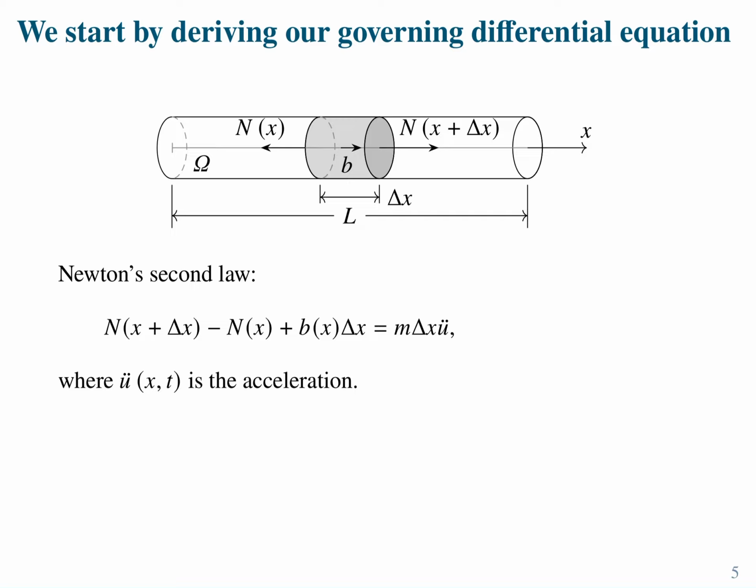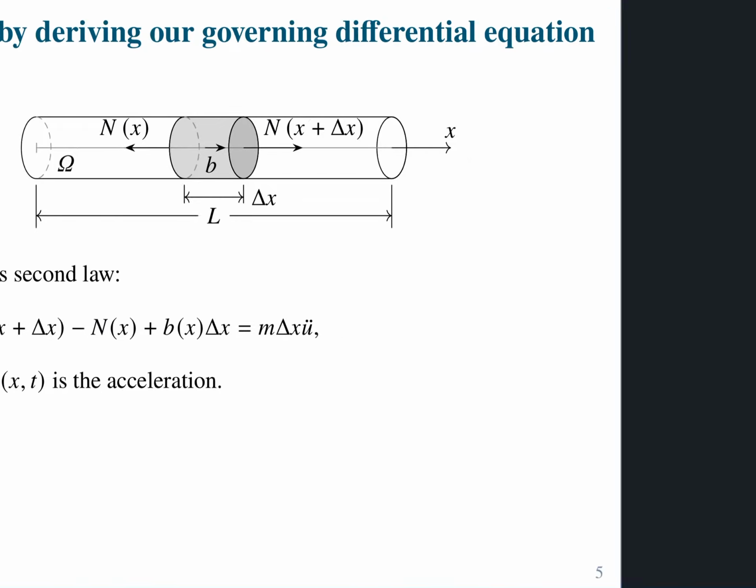Of course, we apply Newton's second law, and then what we find is that N(x + Δx), which is the force at this location, minus N(x) plus b(x) dx is equal to the mass per unit length. If I multiply that by the length, then I get the total mass times the acceleration of the bar. Very, very straightforward, just Newton's second law. And of course, a double dot here denotes the acceleration.